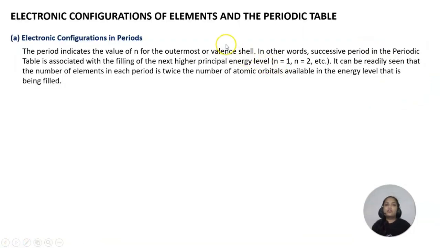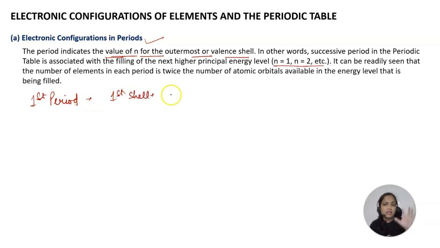Now let us talk about electronic configuration of elements and the periodic table. If I am talking about electronic configuration of elements in a period, I have already told you that the period indicates the value of n for the outermost or valence shell. It tells us the number of shells in a particular element. When you are adding elements in successive periods, the next principal energy level gets filled. In the first period we have two elements only, because the first shell is filled. We will be starting with the lowest energy.